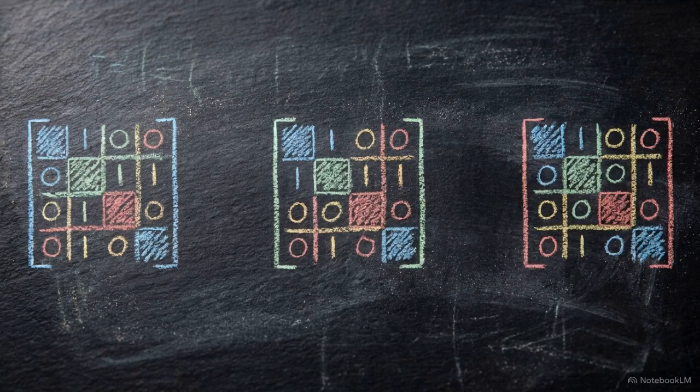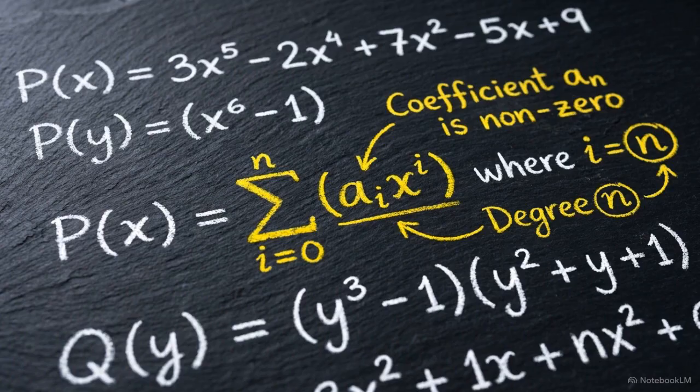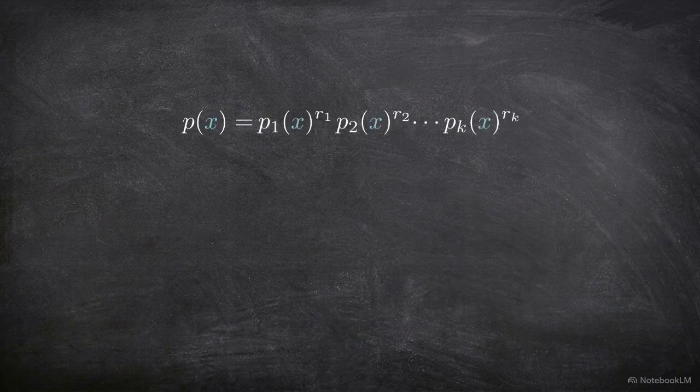Any complex linear operator can be systematically dismantled into simpler, independent pieces. To do that, we look directly at its polynomial structure. Look at this factorization of the minimal polynomial. We break it down into a product of distinct prime factors, where p of x equals p1 of x to the r1 times p2 of x to the r2, all the way up to pk of x to the rk.